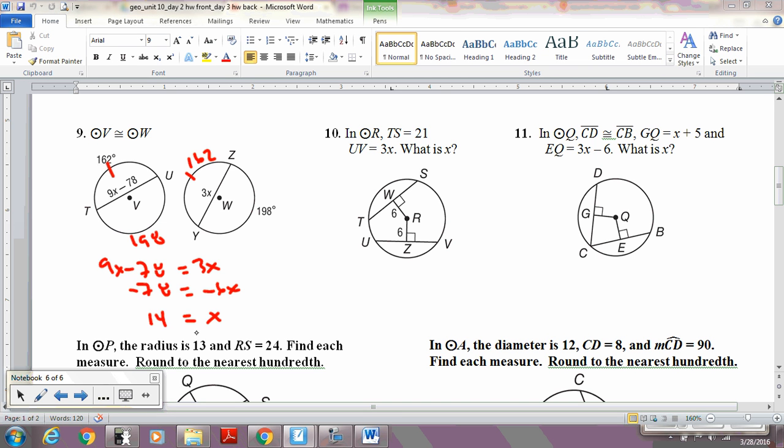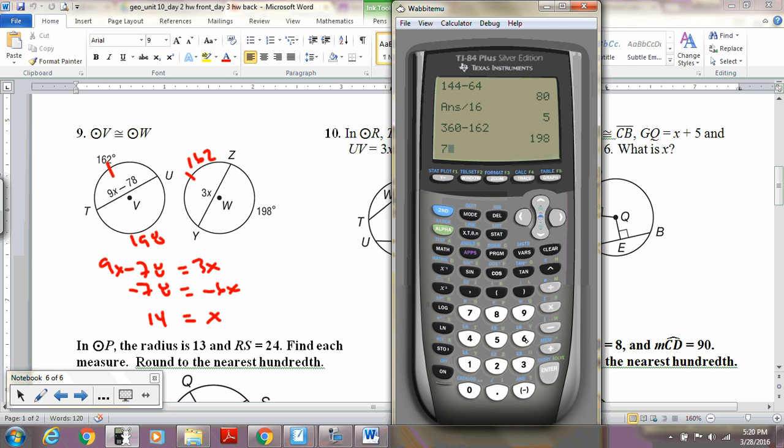Not 14. Hold on. I know that 12 times 6 is 72. So is this going to be a decimal? 13. That was one off. My bad.